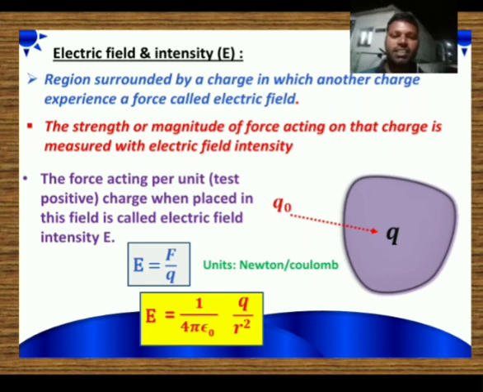Electric field intensity at a point at a distance r is given by E is equal to 1 by 4 pi epsilon naught Q by r square.